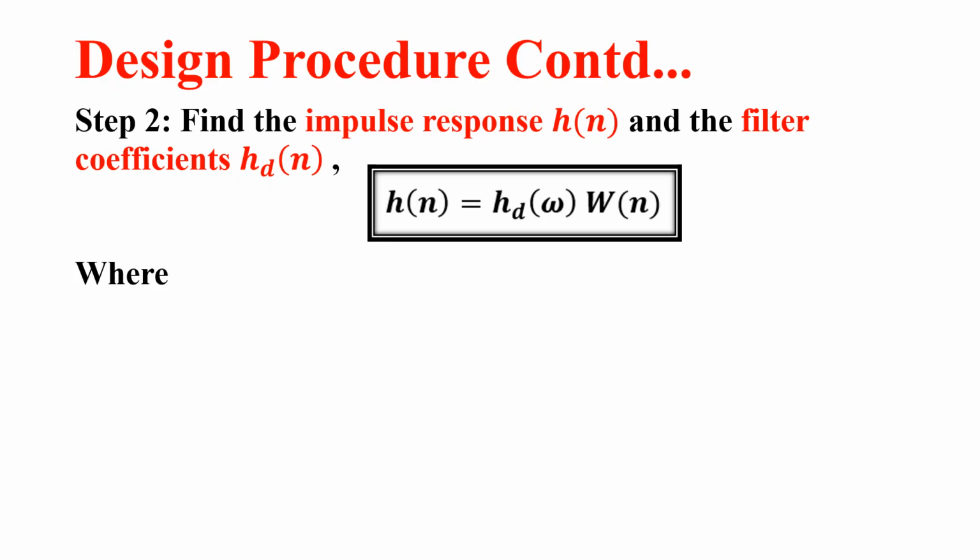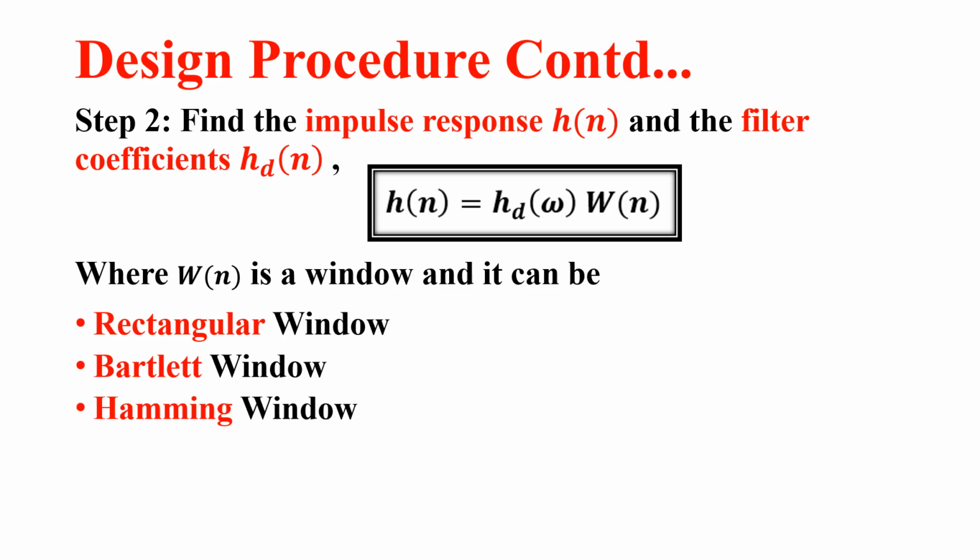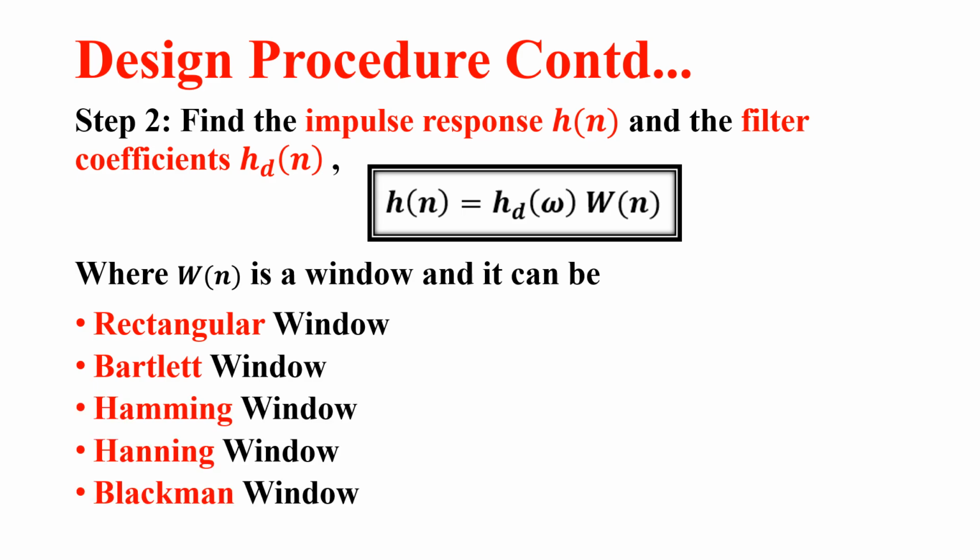What is that window? That window could be of 4 or 5 different types depending on what is mentioned in the numerical. w of n is a window and it can be a rectangular window if it is mentioned. In the numerical they mention design the filter using rectangular window. In that case I need to multiply hd of n with rectangular window. And it could also be Bartlett window, Hamming window, Hanning window and Blackman window. Corresponding to these I need to multiply hd of n with w of n. That is step number 2.